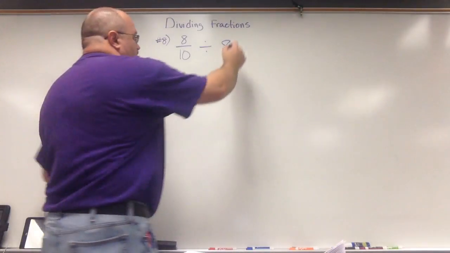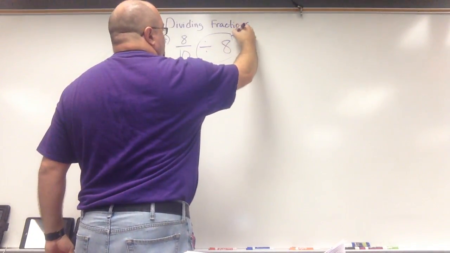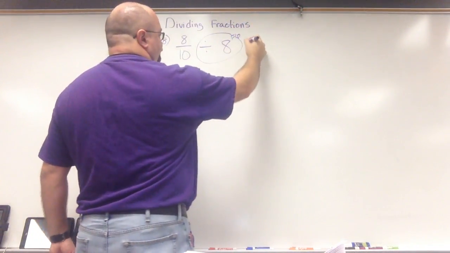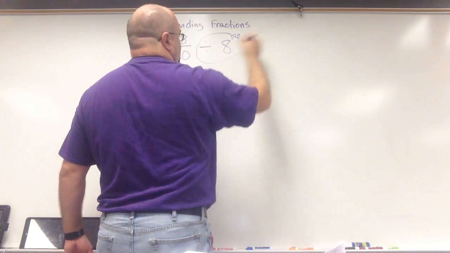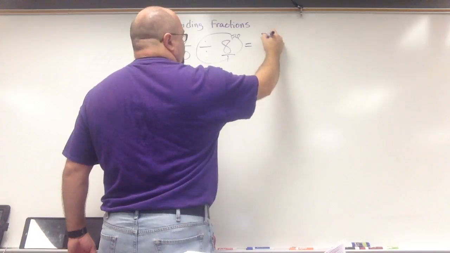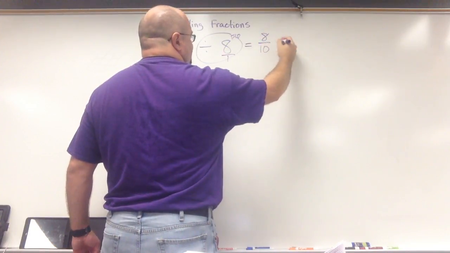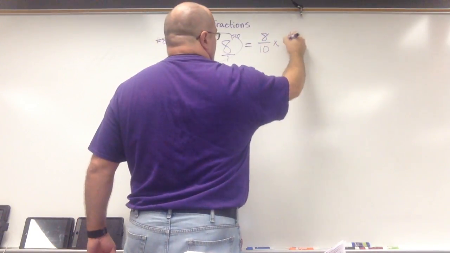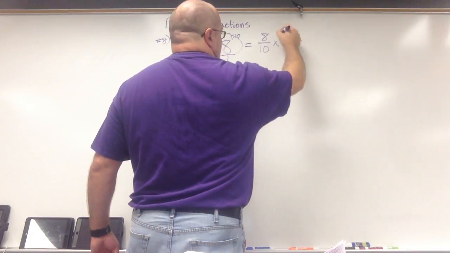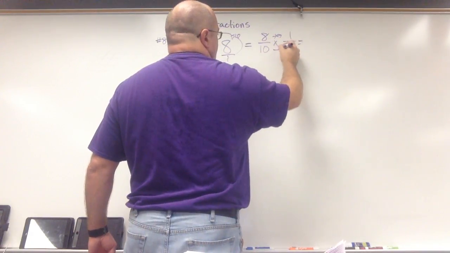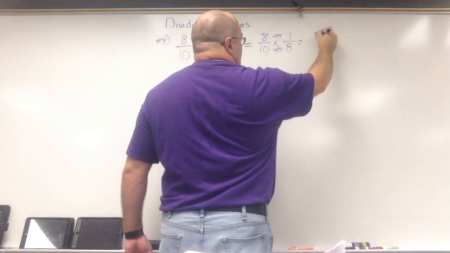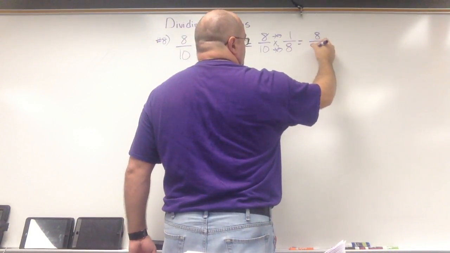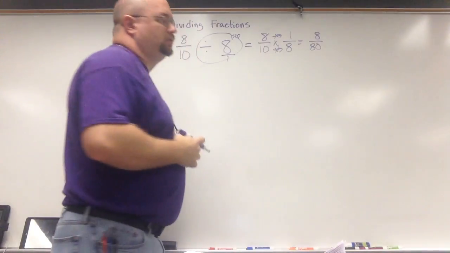Okay, so let's remember to flip it. So remember, this is 8 over 1. So we end up with 8/10 times 1 over 8. Multiply my numerators, multiply my denominators. So I get 8 over 80. All right.